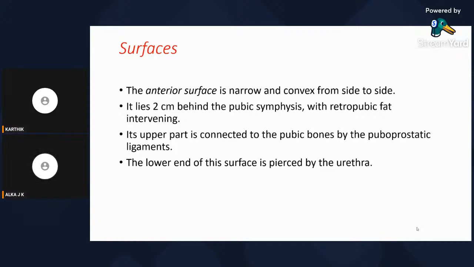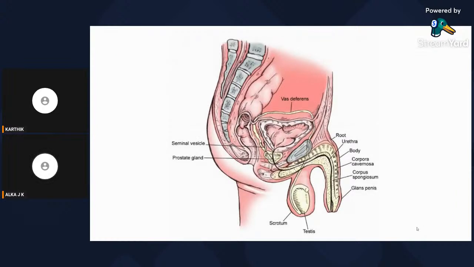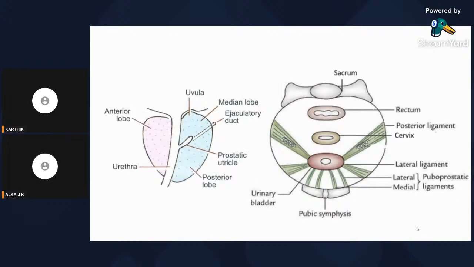This is most important. See, this is the picture. And next here, this is also puboprostatic. That means how the urethra traverses through this, nothing but prostate. Here, ejaculatory duct is also there. Prostatic utricle is there as well as urethra.